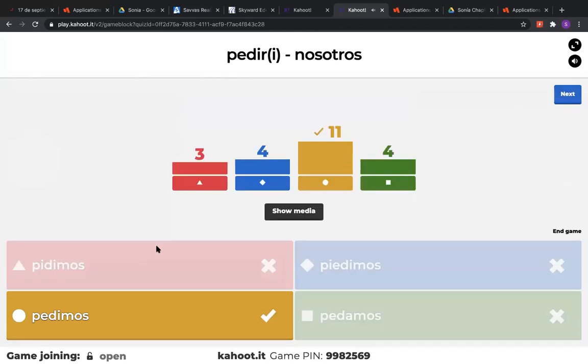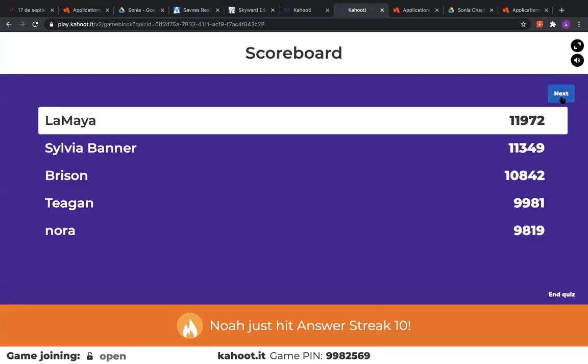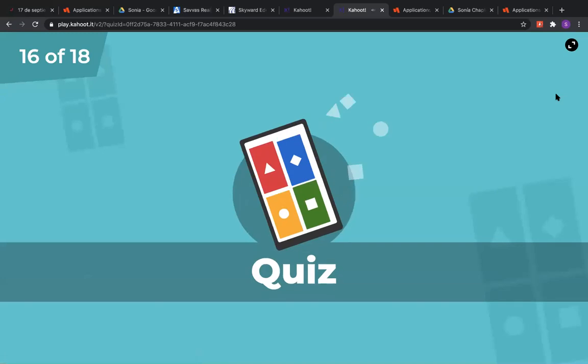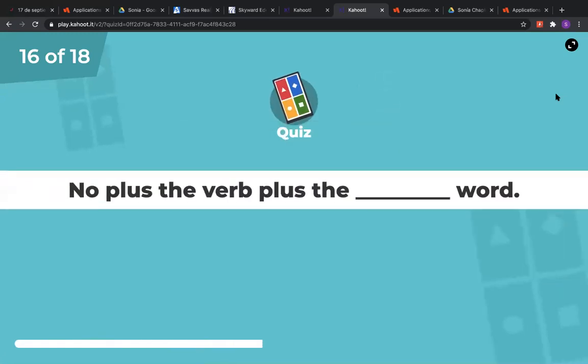Good job. Remember, nosotros, I told you is E to I, but you don't actually need that here because nosotros does not stem change. It's outside the shoe. So pedimos, go back to the original stem. Just a couple more questions, three more.